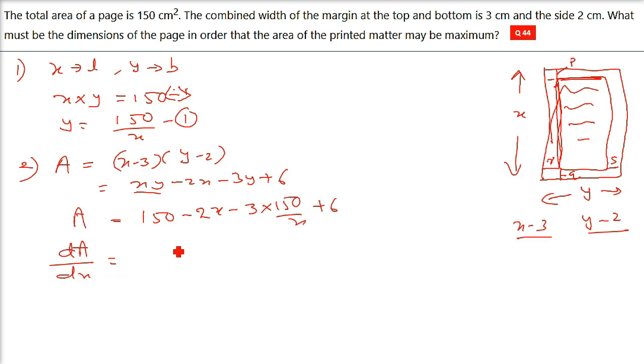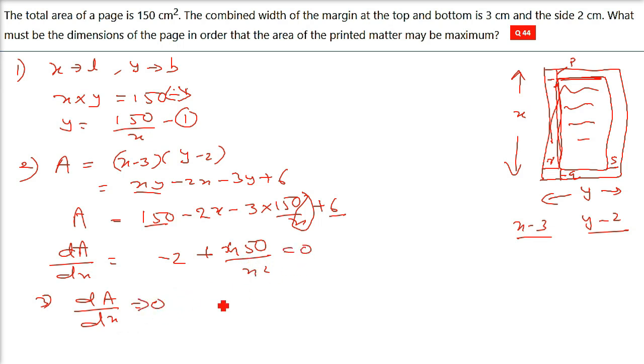Just differentiate it now. dA by dx is what you need to perform. The constants are going to be 0. Minus 2X gives negative 2. And this 3 into 150 is 450, and the differentiation of 1 by x is negative 1 by x square. Next, you have to equate it to 0. So negative 2 plus 450 by x square is equal to 0. So you get 450 by x square equals 2. X square is going to be equal to 450 by 2, that is 225. You know already the square root of 225 is 15.